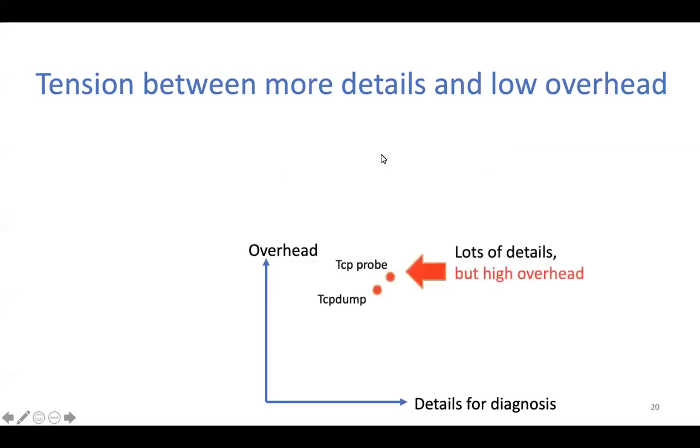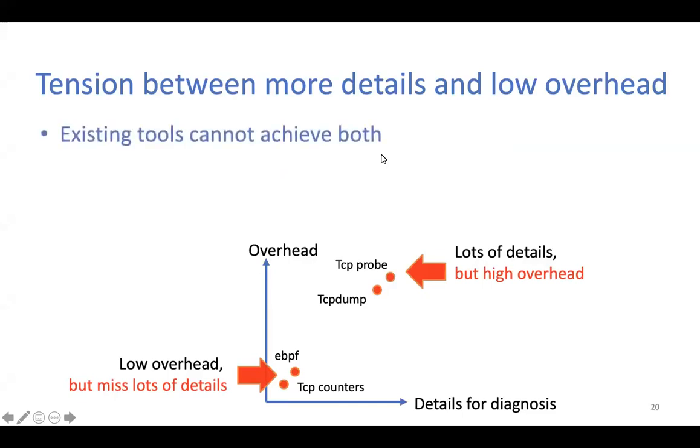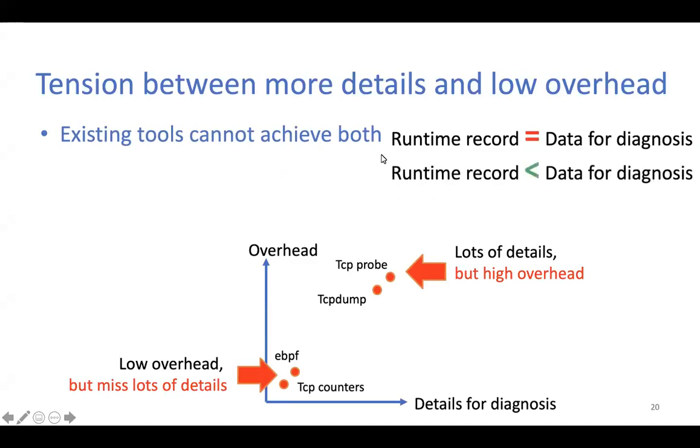In fact, all existing diagnosis tools for TCP face the tension between getting more details and keeping the overhead low. They either record lots of details but incur a high overhead, or they try to keep the overhead low but miss lots of details. And they cannot achieve both because what they record is always what we have for diagnosis. It seems very hard to break this tension unless we can get more information out of what we record.